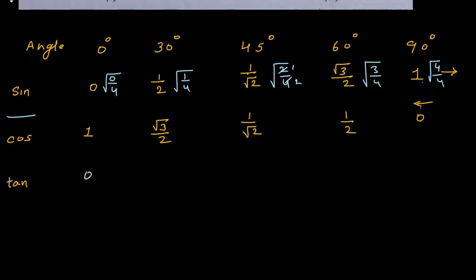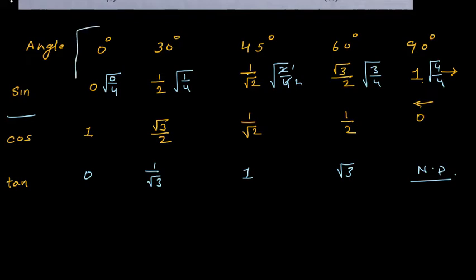1 by 2 upon root 3 by 2, this 2 will cancel and you will get 1 upon root 3. Here 1 by 2, 1 upon root 2, 1 upon root 2, they will cancel, you will get 1. Here it is root 3, you will get root 3, and here 1 upon 0, you will get not defined.